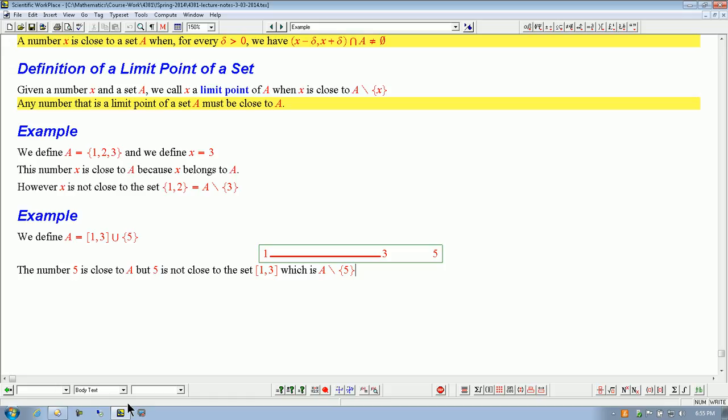No. This is my example. I'll take another example later. I want this one. I'm boss here. I want the 5. I want to show you how a number can be close to a set without being a limit point. Other numbers, no problem. This number, problem. See? That's why I'm insisting on this one. Okay, now, back to the definition.